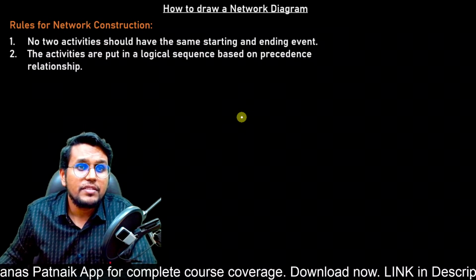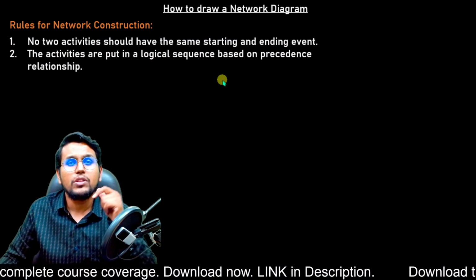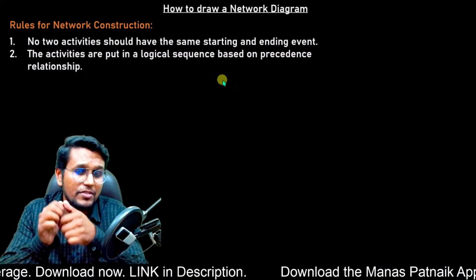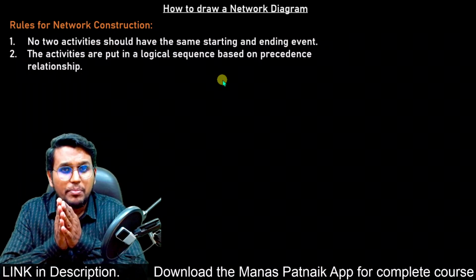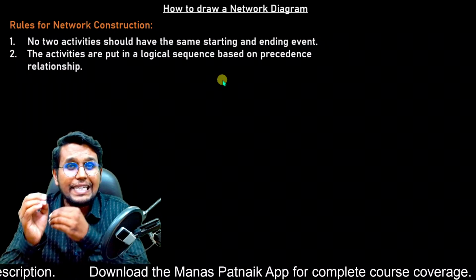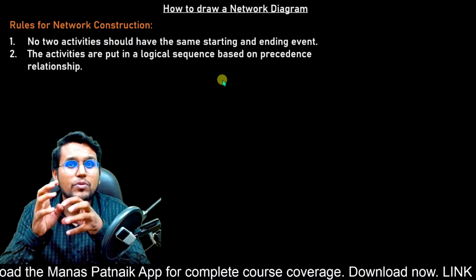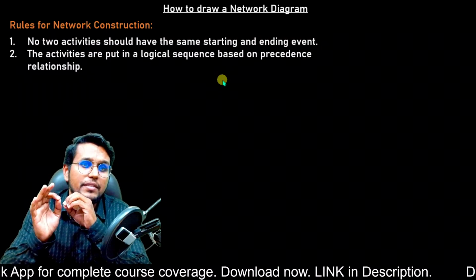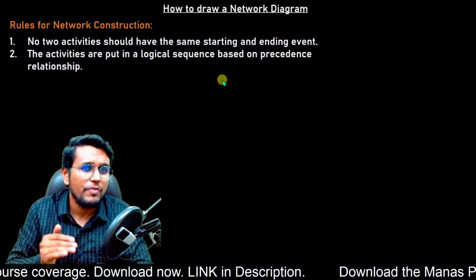Now apart from this, the activities are put in logical sequence based on the precedence. We have already discussed what precedence is. So according to the precedence, we will draw the network. Suppose activity C is dependent on activity A only, so we need to start activity C once activity A is completed. That's what we have discussed, and we will see variations in it as we move ahead.